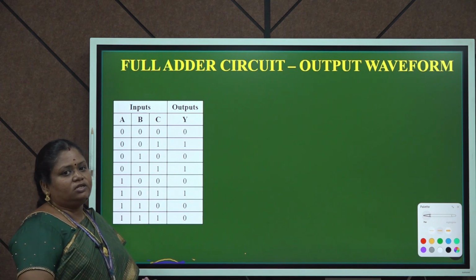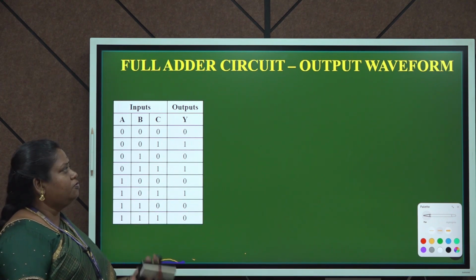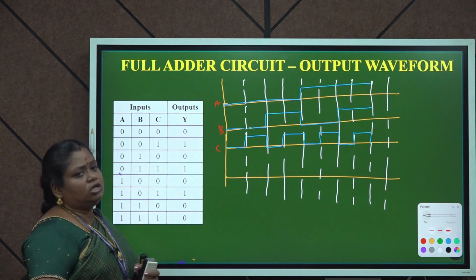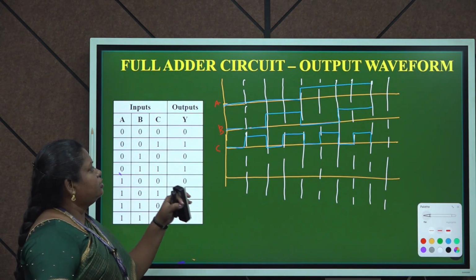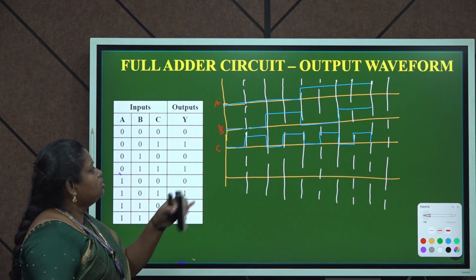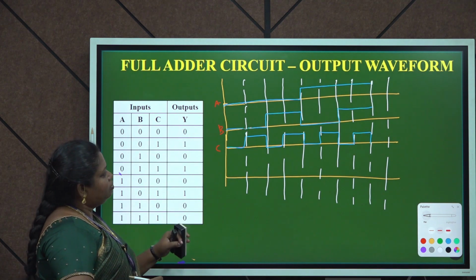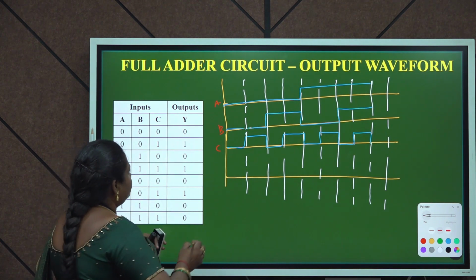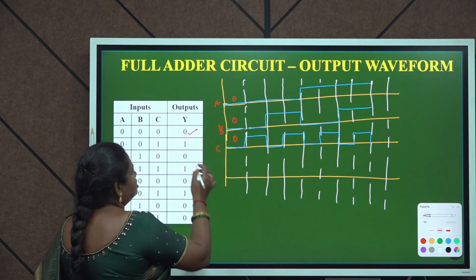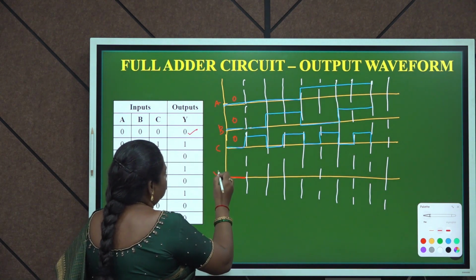In a similar way, as we have seen in the earlier process, we can also draw the output waveform. I have drawn A, B and C for all input combinations from 0, 0, 0 to 1, 1, 1. Now let us work out what my output Y will be. For 0, 0, 0 of A, B and C, my output is 0.